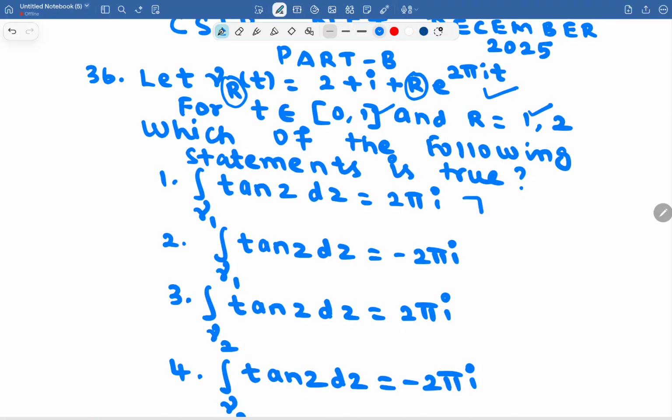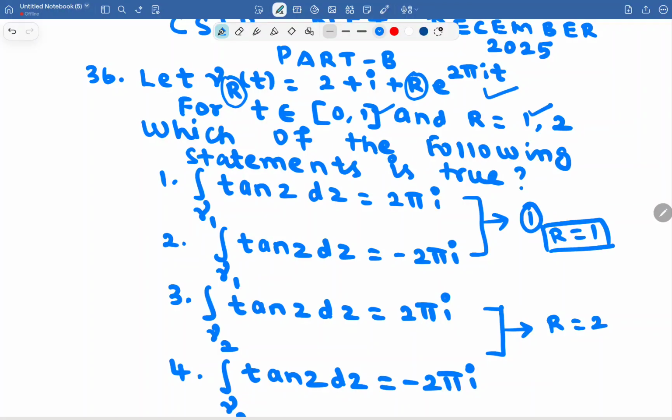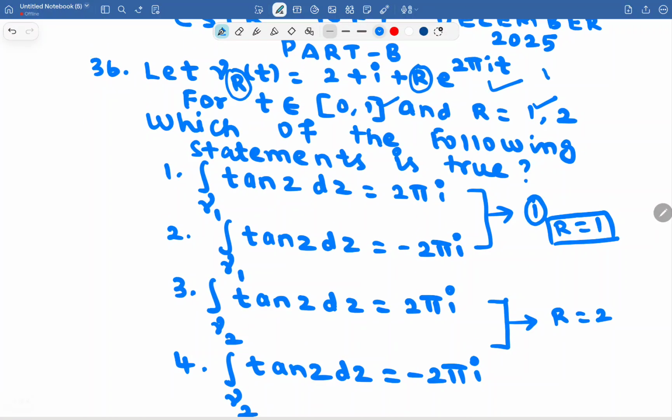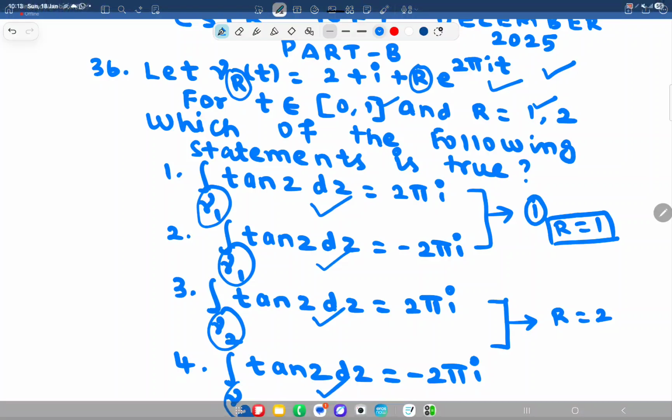The first two options both depend on the curve with radius 1. The third and fourth options depend on the radius r equal to 2. Here gamma of t is given. We have to check the integral of tan z dz for all the 4 options. For the first 2 options the radius is 1, and for the third one and the fourth one the radius is 2.